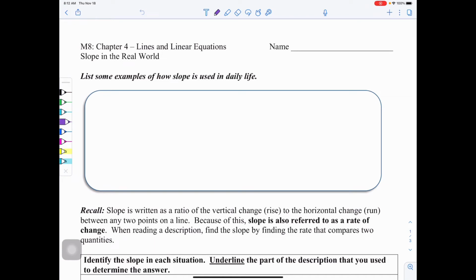Our next lesson is called Slope in the Real World. We'll start with the first activity. List some examples of how slope is used in daily life.